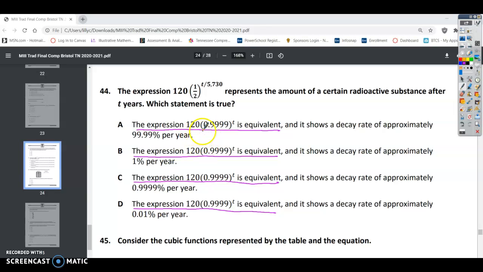All right, so if we have 120 times 0.999, well, we know that that is 1 minus whatever the interest rate is. So 1 minus the interest rate, that will be the decay rate. So what we need to find out is whether it's going to be 99.99, 1, 0.9999, or 0.01%. All right, so if I have 1 minus 99.99, is that going to give me this number here? And the answer to that is no.